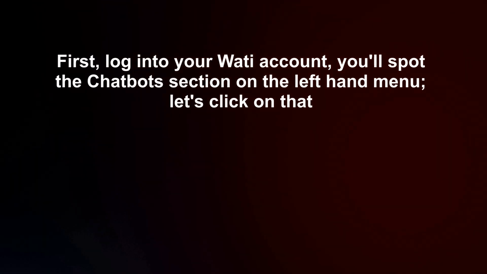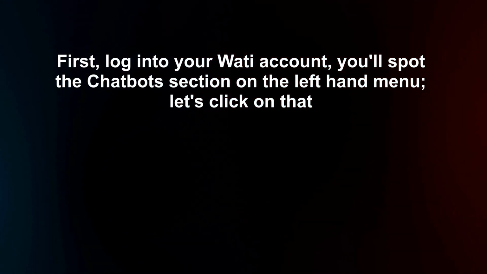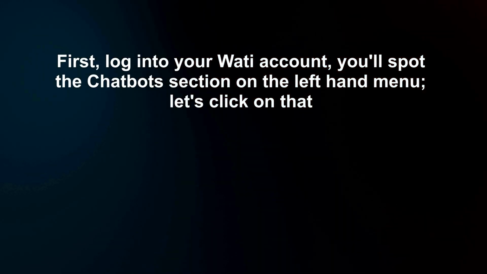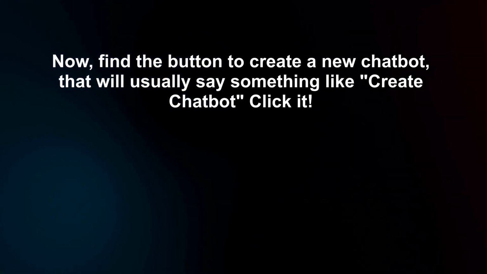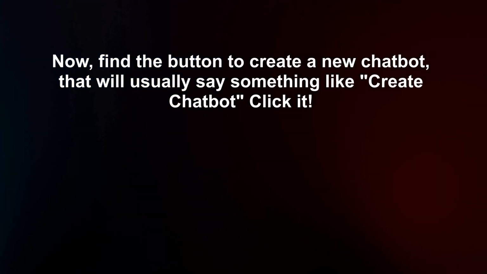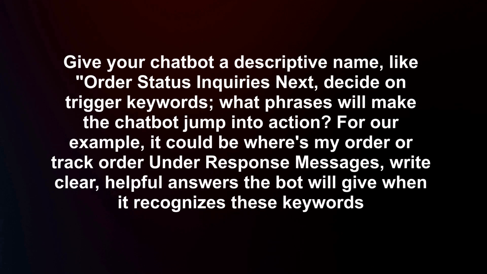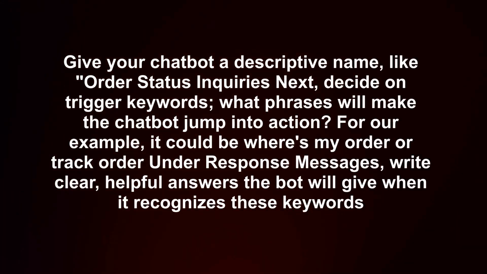First, log into your Wati account. You'll spot the chatbot section on the left-hand menu. Let's click on that. Now, find the button to create a new chatbot. That will usually say something like Create Chatbot. Click it. Give your chatbot a descriptive name, like Order Status Inquiries.